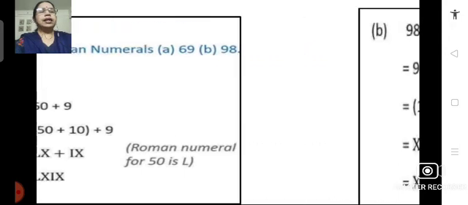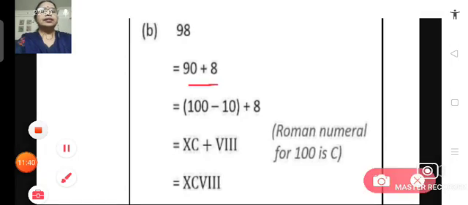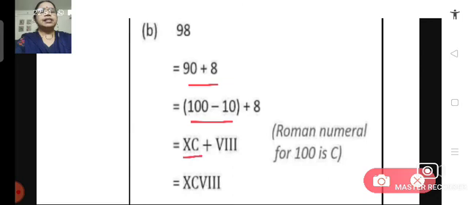Next one is 98. How do we write 98? 98 is 90 plus 8, isn't it? So 90 is written as 100 minus 10, that means XC, isn't it? C represents 100. So X is written to the left of C, that means it is 90, plus 8. For 8 we write VIII. And so 98 is written as XCVIII. So this is the Roman numeral for 98.